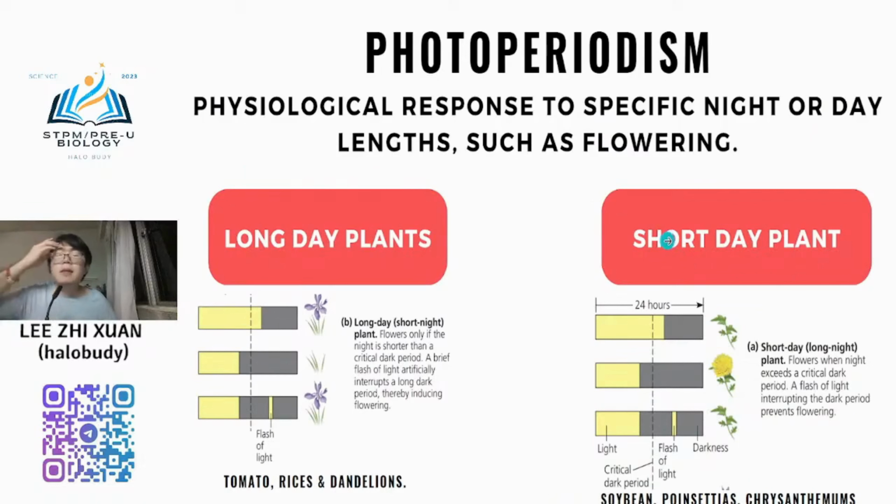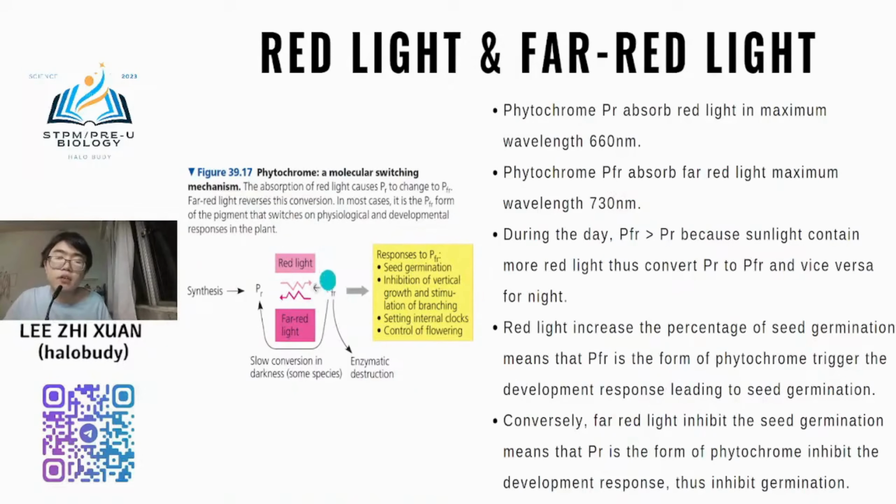Okay, next is about photoperiodism. Photoperiodism is highly related to the phytochrome because it is a response toward the specific night or day length, such as flowering. Meaning that when a plant wants to provide a response, it is based on the concentration, or the amount, of phytochrome only. So if your PFR is high, you will initiate seed germination.